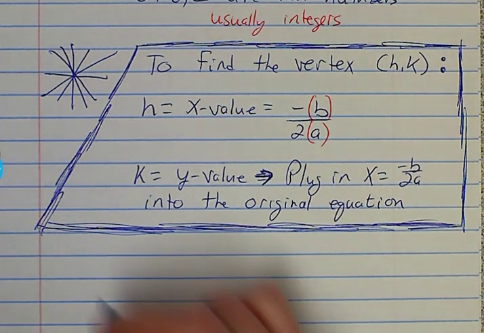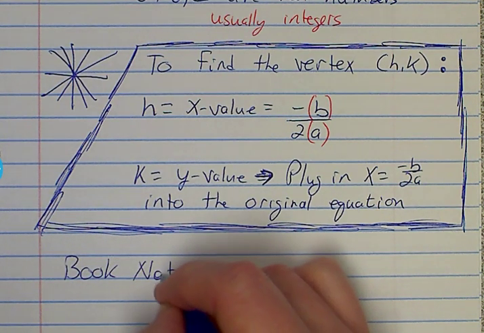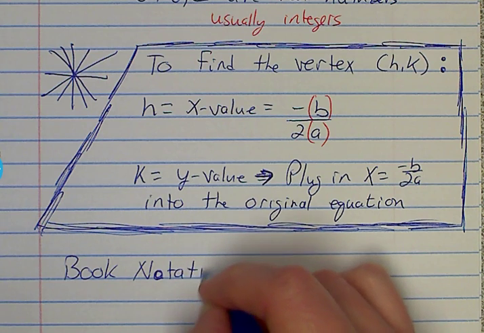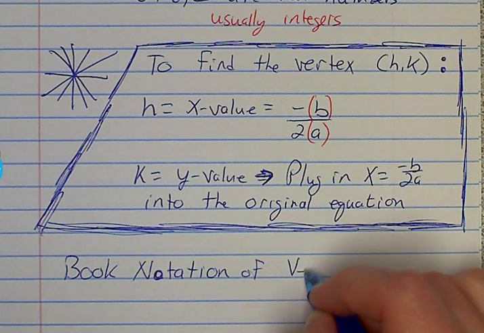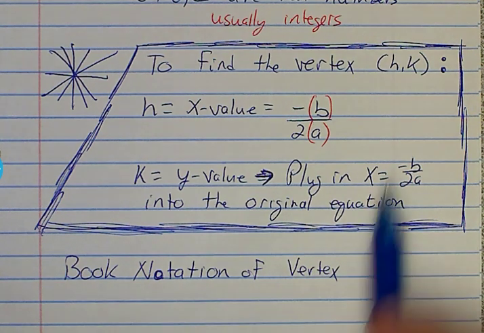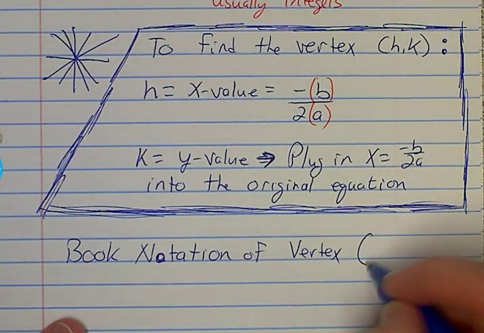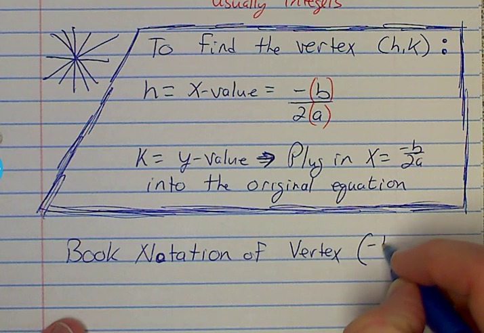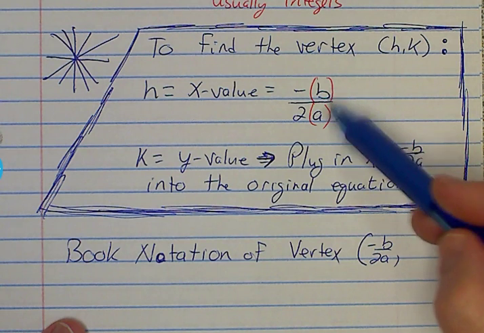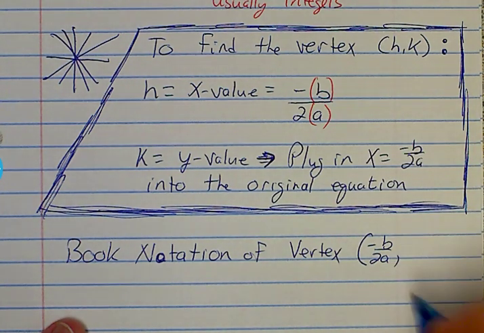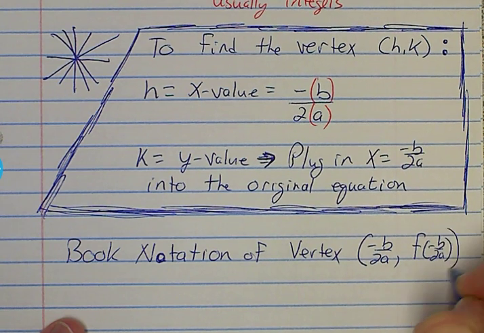Now, here's the one thing that's going to be different, a way the book is going to do this. When they talk about the book notation of vertex, they're not going to give you the h and k like this. When we're doing this part in section 2, they're actually going to make it look like this. They're going to tell you that it's going to be negative b over 2a for the x value, which is what we did right here for this part of it. The second part is they're going to show you it's going to be f of negative b over 2a.